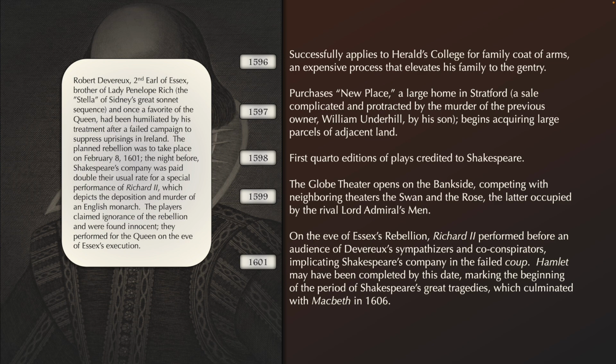Hamlet may have been completed by this date, which marks the beginning of the period of Shakespeare's great tragedies, which culminated with Macbeth in 1606. So Hamlet was the first, and then the remaining plays in the sequence, Othello, Lear, and Macbeth, those are regarded as a group as Shakespeare's great tragedies.